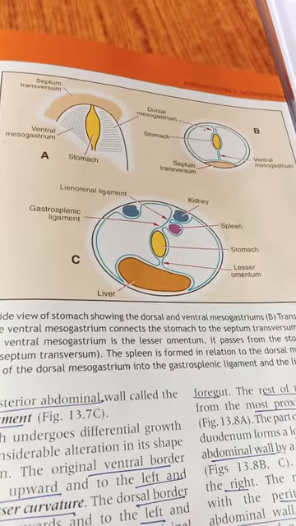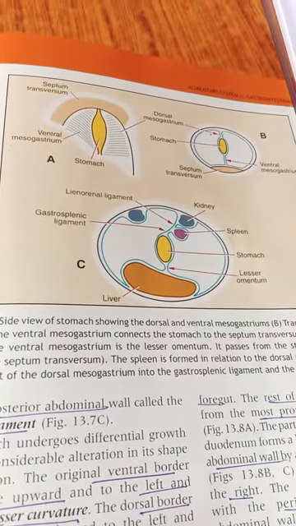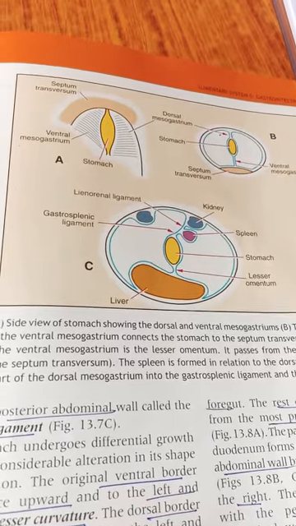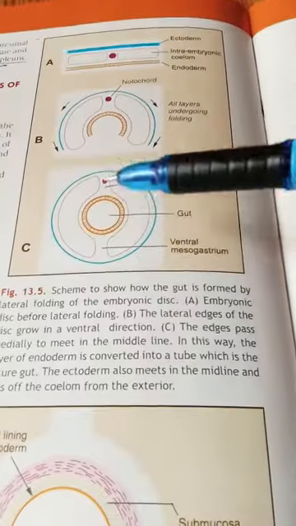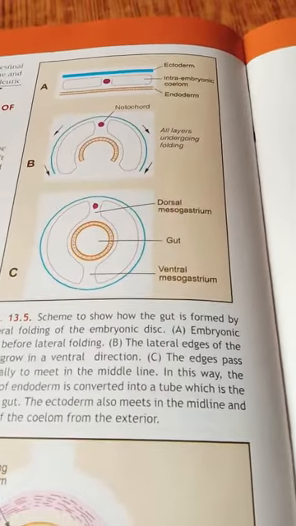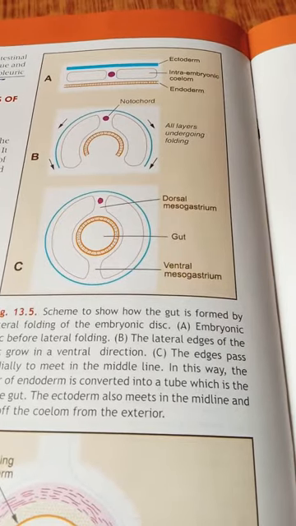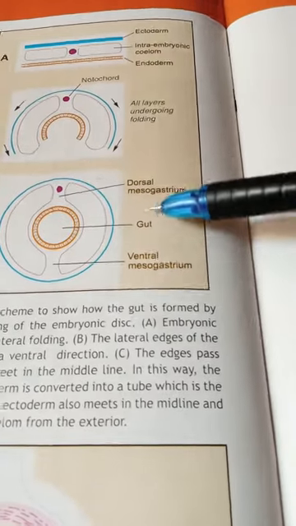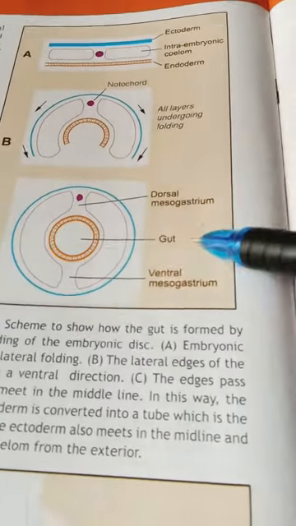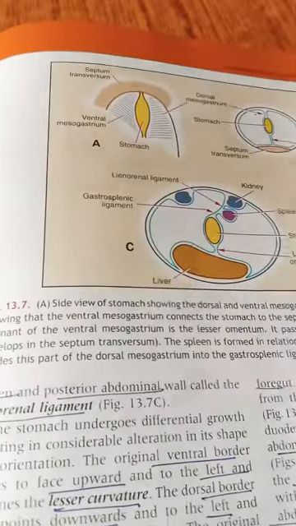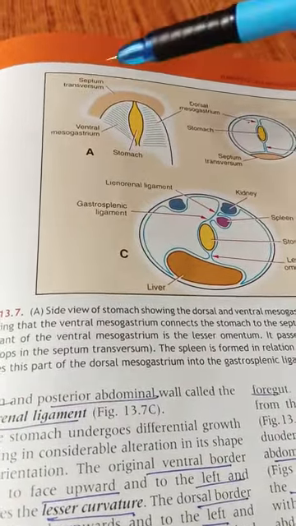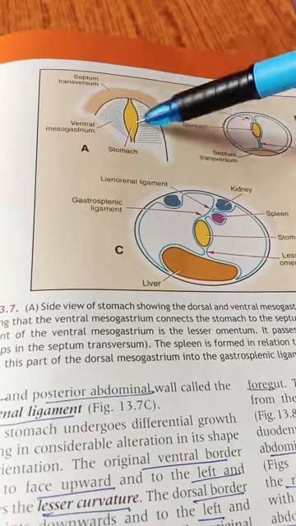So later what happens? The dorsal border along with the posterior abdominal wall is attached by a fold of peritoneum, that is mainly known as dorsal mesogastrium, right? So the dorsal border of the stomach is attached with the posterior abdominal wall. For example, this is stomach and its posterior wall, it is attached by this dorsal mesogastrium, and its ventral border is attached with the septum transversum.